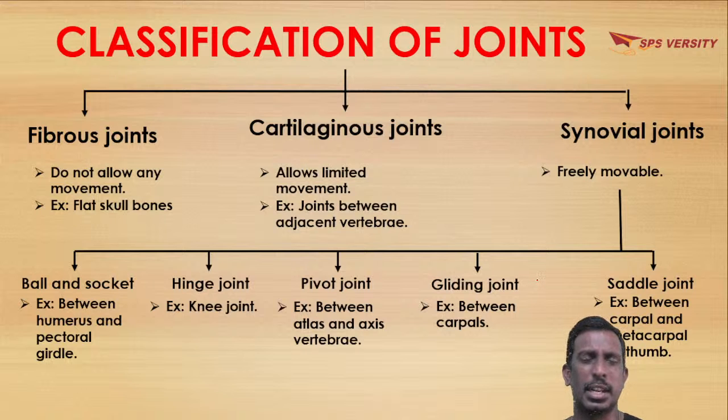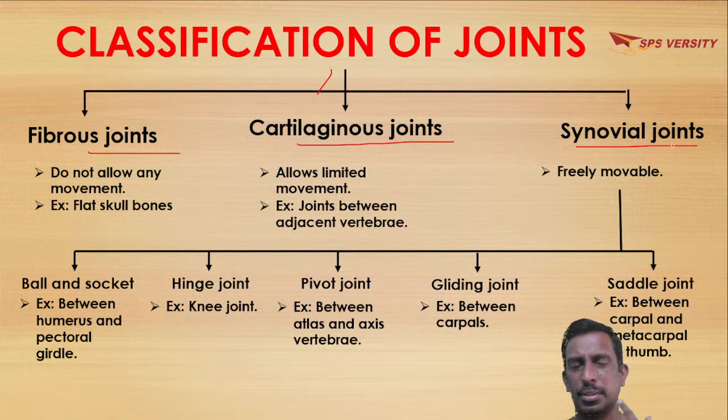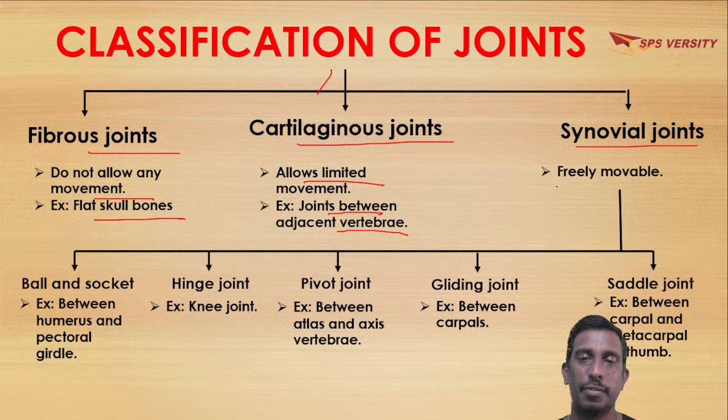Here you can see the classification of joints. One is fibrous joints, another is cartilaginous joints, and the last is synovial joints. Fibrous joints are present in the skull; they don't allow any movement. Cartilaginous joints allow limited movement, like the joint between vertebrae. And finally, the synovial joint is freely movable.